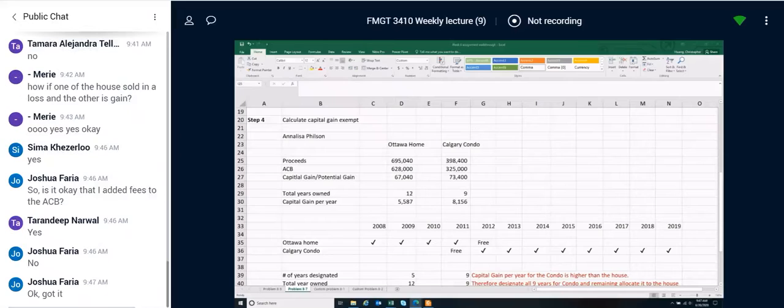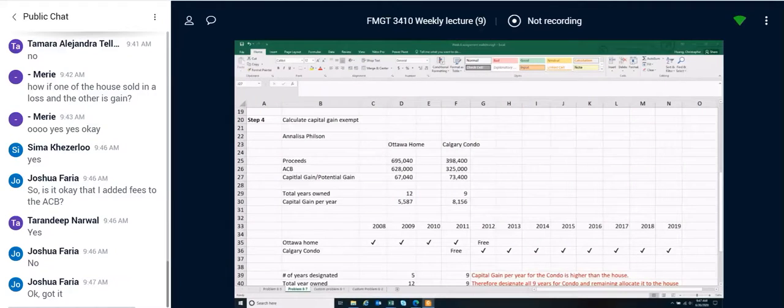So in this case, for Ottawa, once you net off your 4%, you should be at 695. On the Calgary condo, they tell you that it was sold for 415. Once you knock off your 4% fee, you're going to net to 398,400. Okay, and then they tell you again in the question the cost.